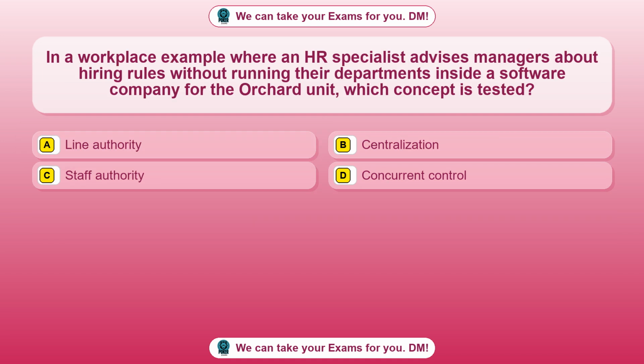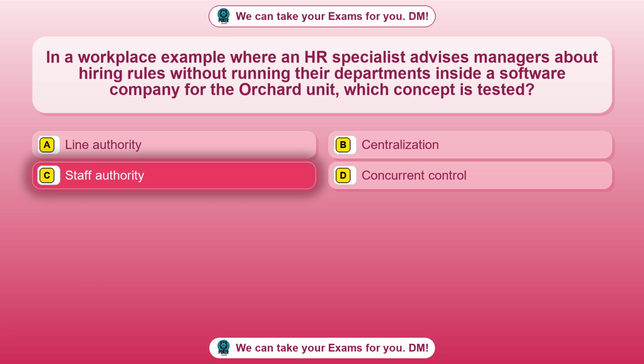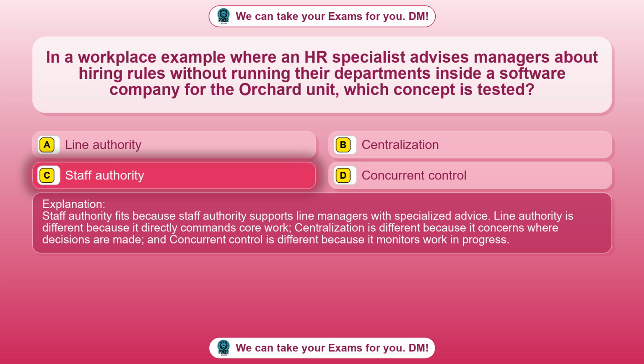Question 84. In a workplace example where an HR specialist advises managers about hiring rules without running their departments inside a software company for the Orchard unit, which concept is tested? Option A, line authority. Option B, centralization. Option C, staff authority. Option D, concurrent control. The correct answer is option C, staff authority. Staff authority fits because staff authority supports line managers with specialized advice.